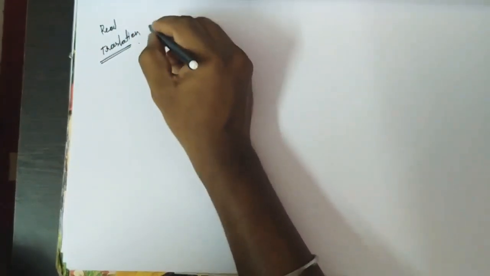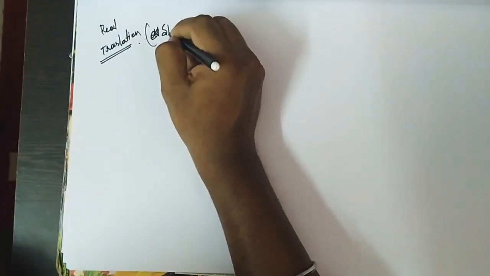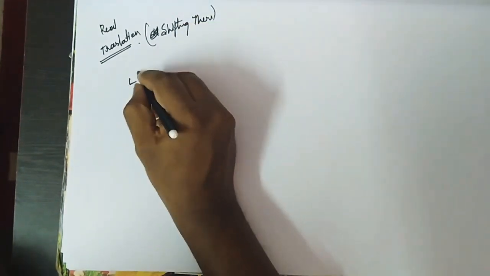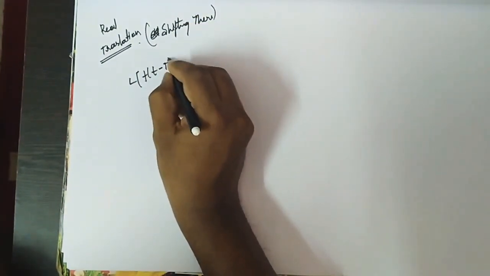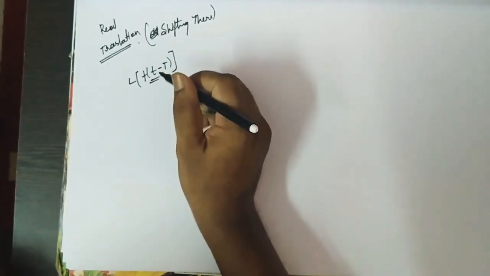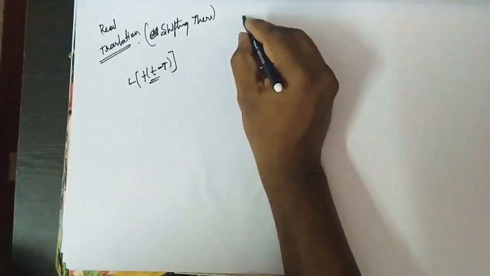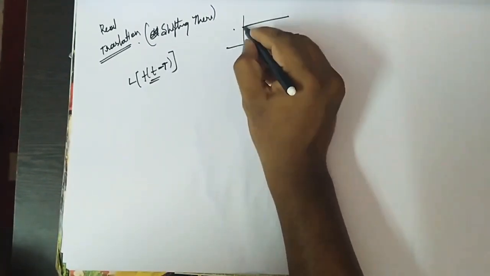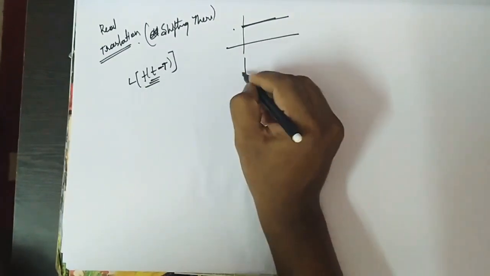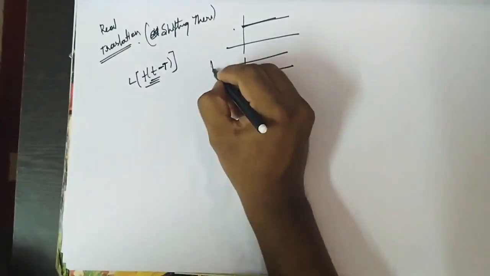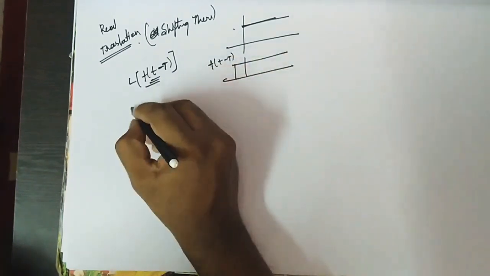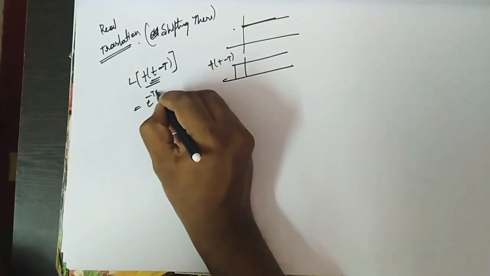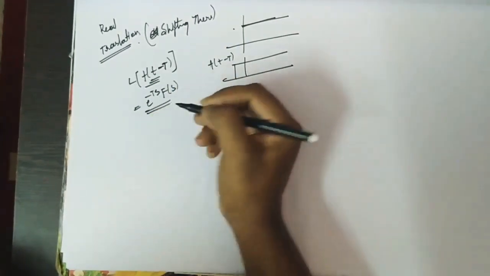So the next property is the time translation property, also called the shifting theorem. The Laplace transform of f of t minus T means this function f of t is shifted by T. If this is f of t, then the shifted function is f of t minus T. The Laplace of this is e power minus Ts times F of s. Okay.